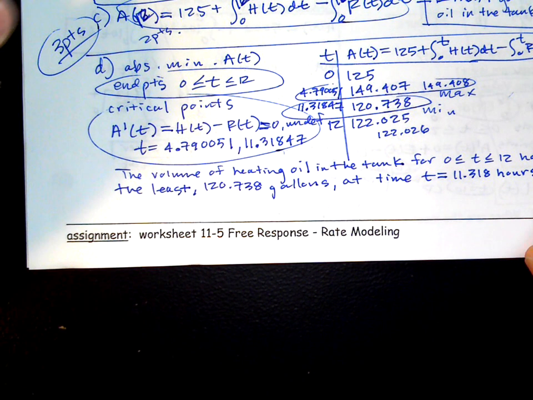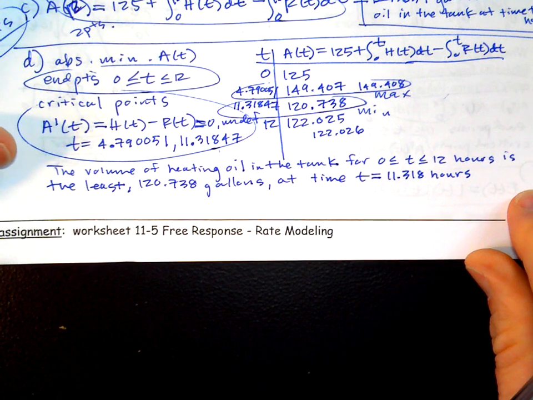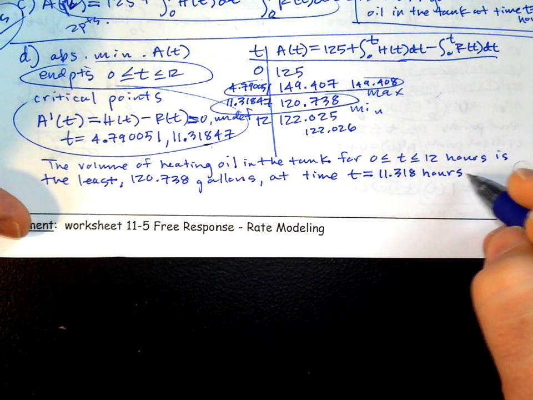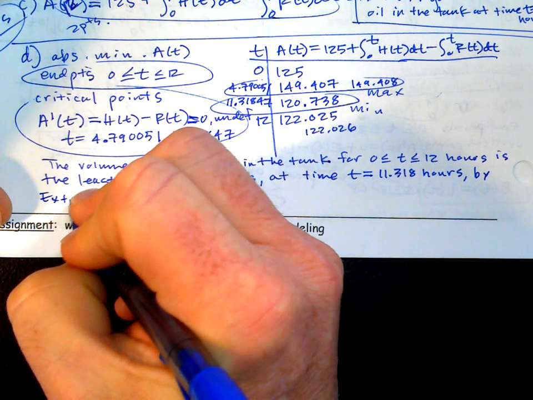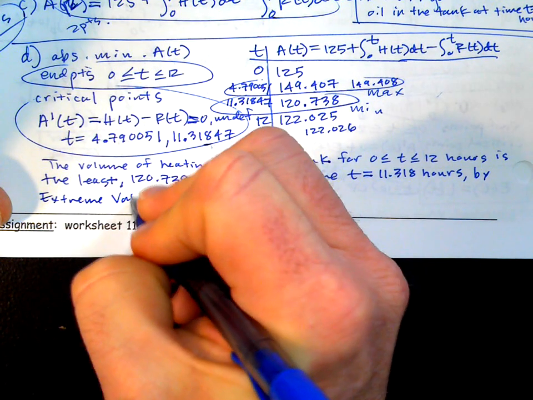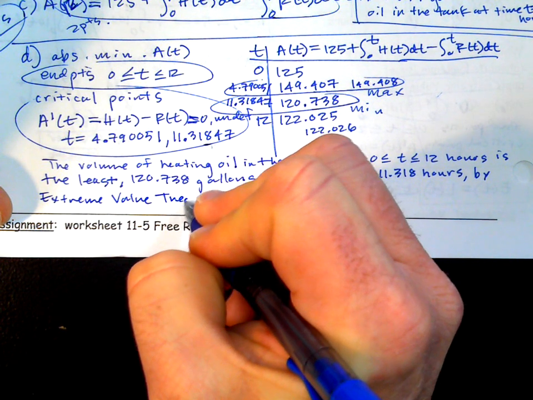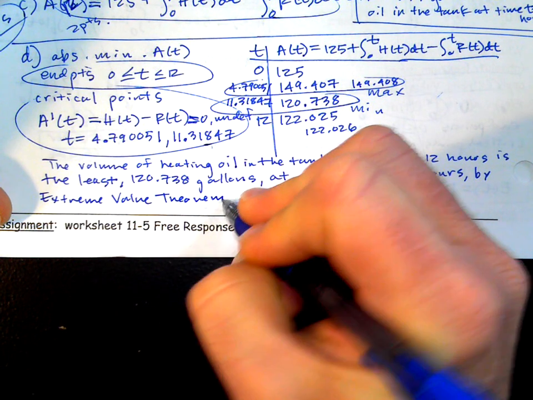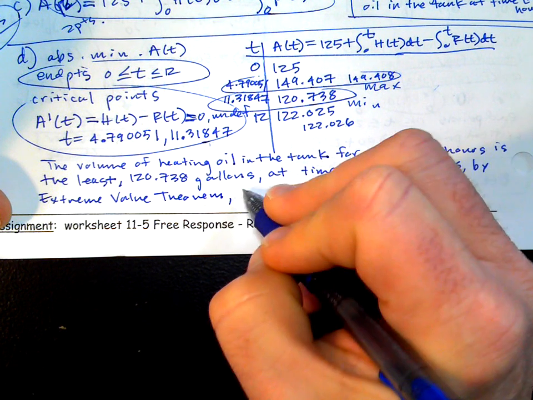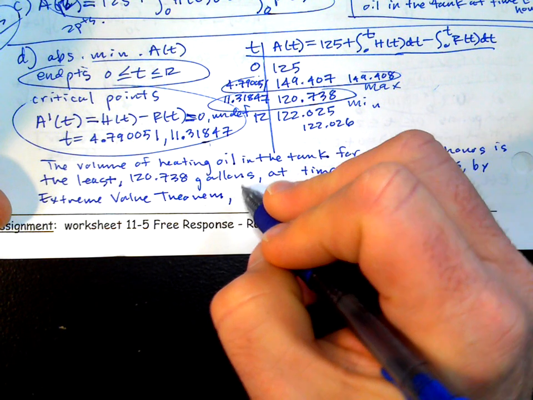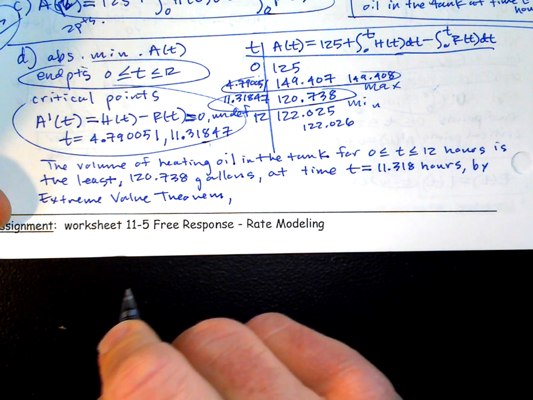So that's a really good description of your answer, but let's justify it by the extreme value theorem. Write it out. Don't abbreviate it. This is free response. Don't be lazy. And how does the extreme value theorem work? Because usually just naming the theorem isn't enough by itself.